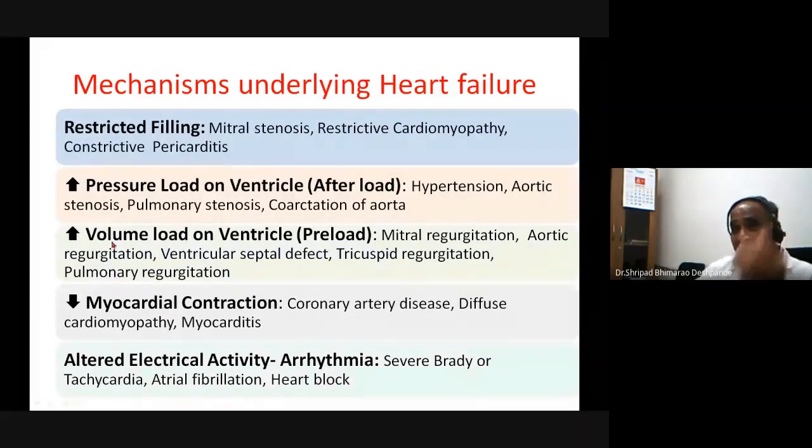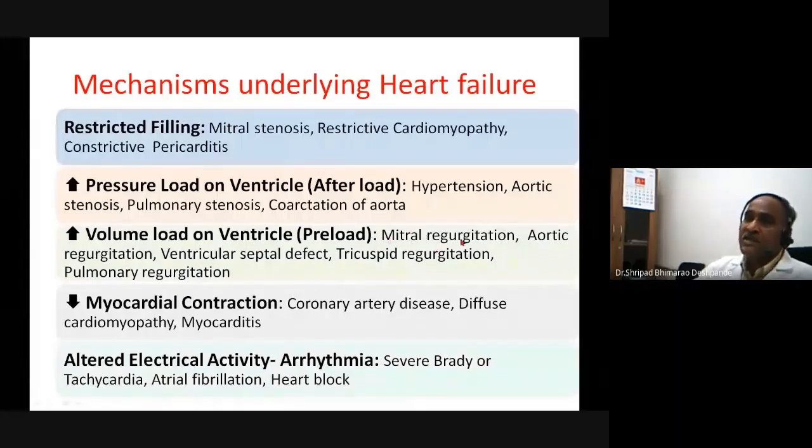Then we have another condition, the preload. You just look here. The increased pressure load is afterload. Increased volume load is preload. Volume load means more and more venous return is coming, or more and more blood is entering back into the ventricles, as happens in a case of mitral regurgitation.